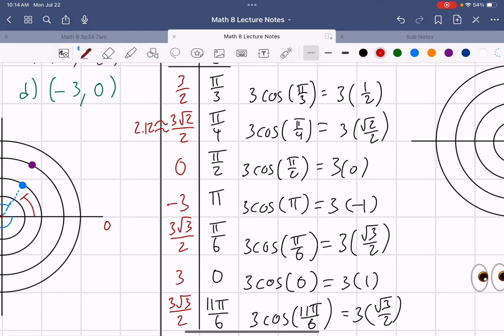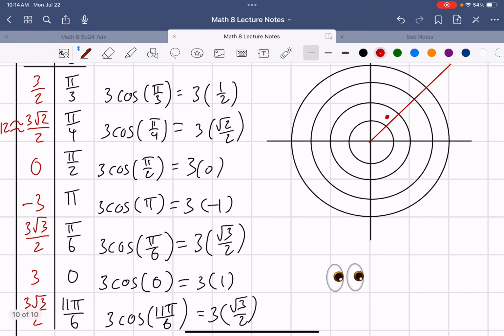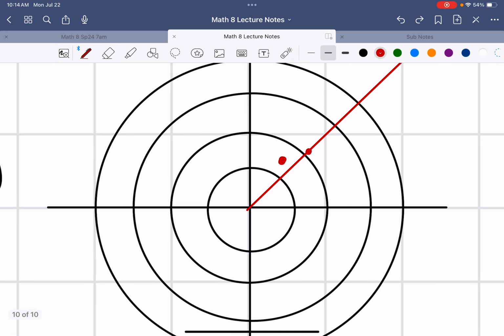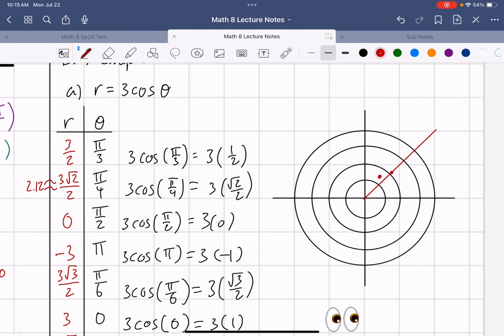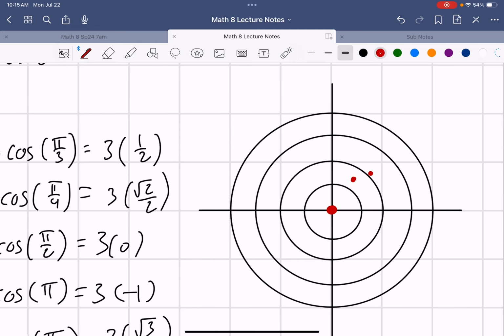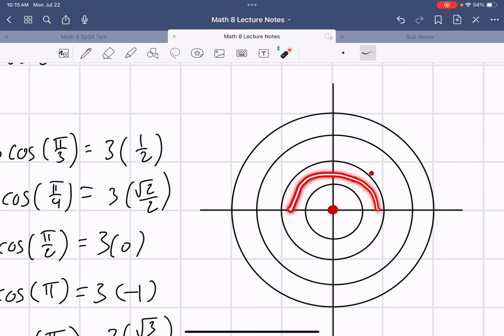If I go back, 2.12 is just a little bit past 2. Just a little bit. So it's right here, I would say. Just barely past it. And then we have at pi over 2, this way it's 0. So it means we have a point here at the origin. Let me erase this. And then at pi, we have -3. So that means I rotate towards pi. That's the positive direction, -3, but I would have to go backwards to here.